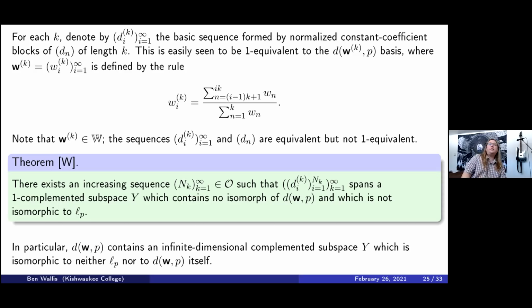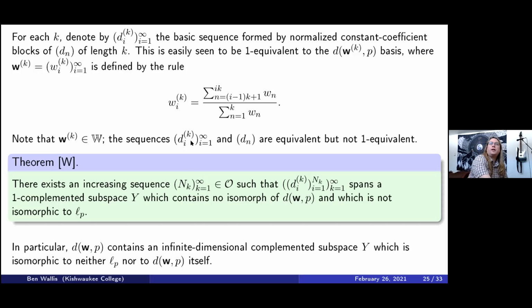And this is actually one equivalent to a different Lorentz basis, where we have these different weights. And these weights are just the weights that are generated by these constant coefficient blocks. And so these weights here are still normalized. They still are in C0 and they still are not in L1. So they do form a standard Lorentz sequence space. Note that these sequences are equivalent, but they're not one equivalent. But again, this is one equivalent to this space's basis.